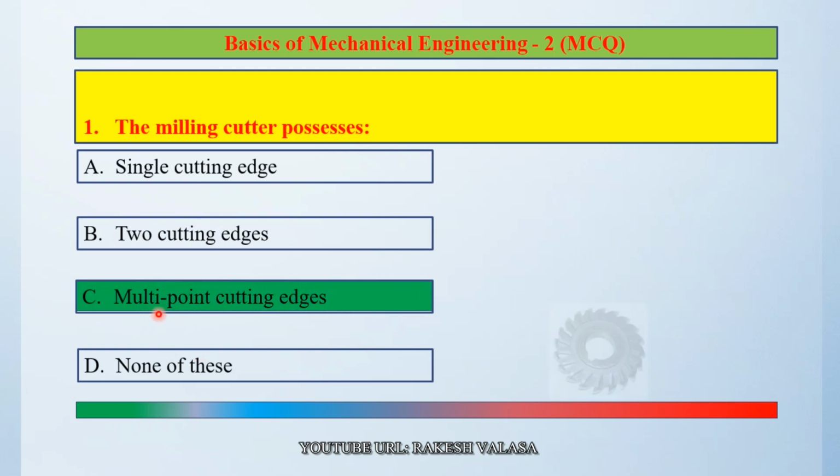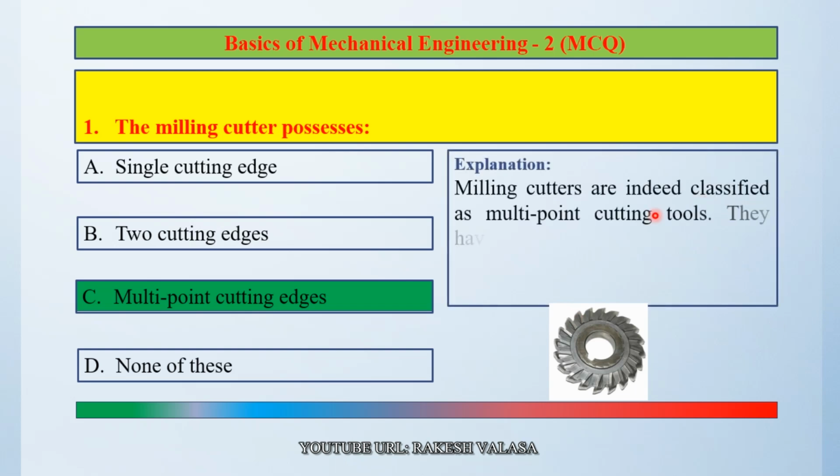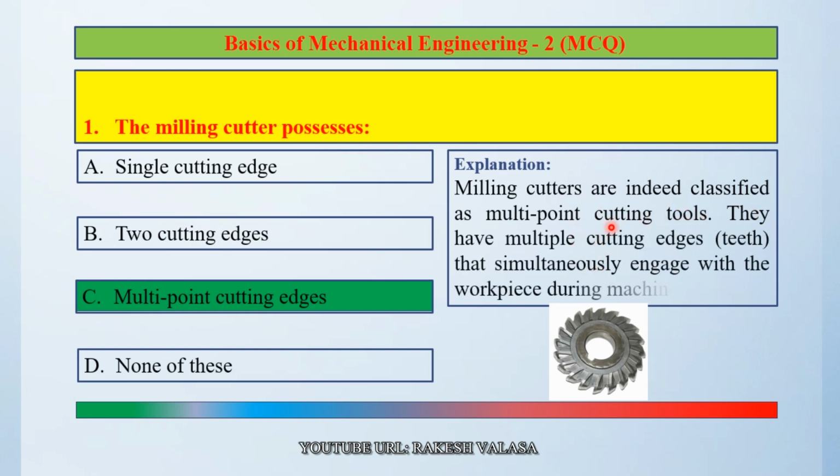Let us see the explanation. You can see the milling cutter image here. This is the multi-point cutting edges. Milling cutters are indeed classified as multi-point cutting tools. They have multiple cutting edges, that means teeth, that simultaneously engage with the workpiece during machining. So the correct answer is option C, multi-point cutting edges.